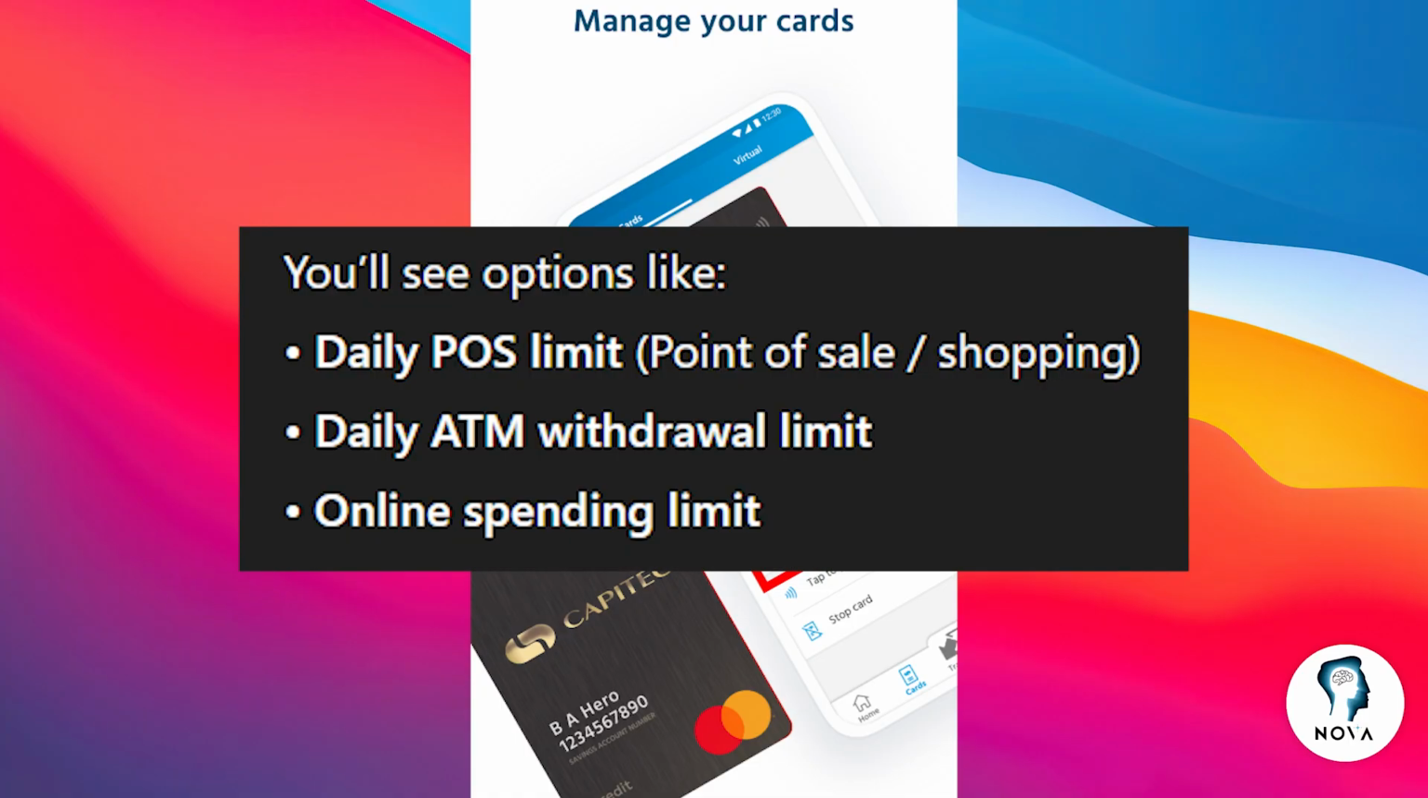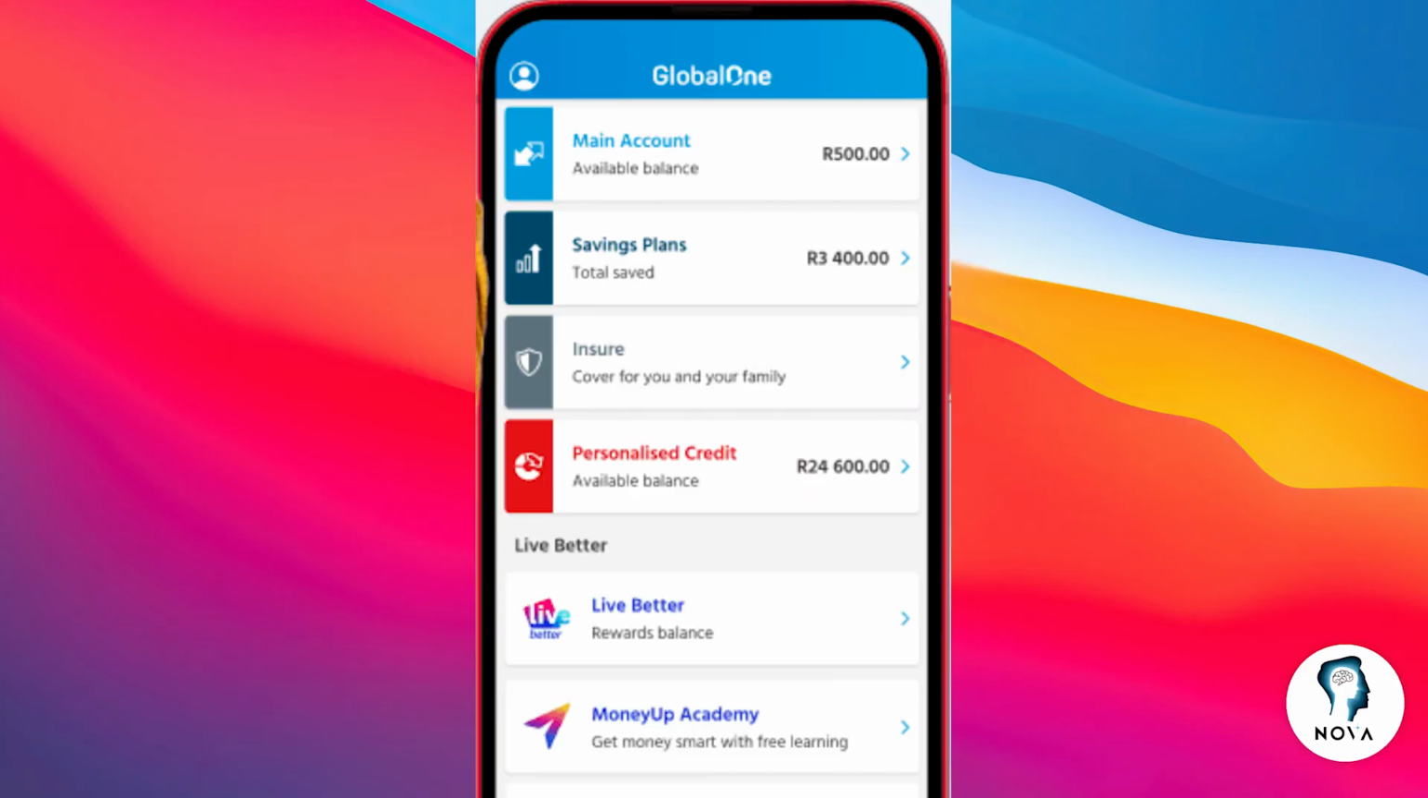Now, you will see options like Daily POS Limits, Daily ATM Withdrawal Limit, Online Spending Limit. Simply tap the type you want to update and enter the new limit amount. Confirm the change and authenticate. Limits adjust immediately or within few minutes.